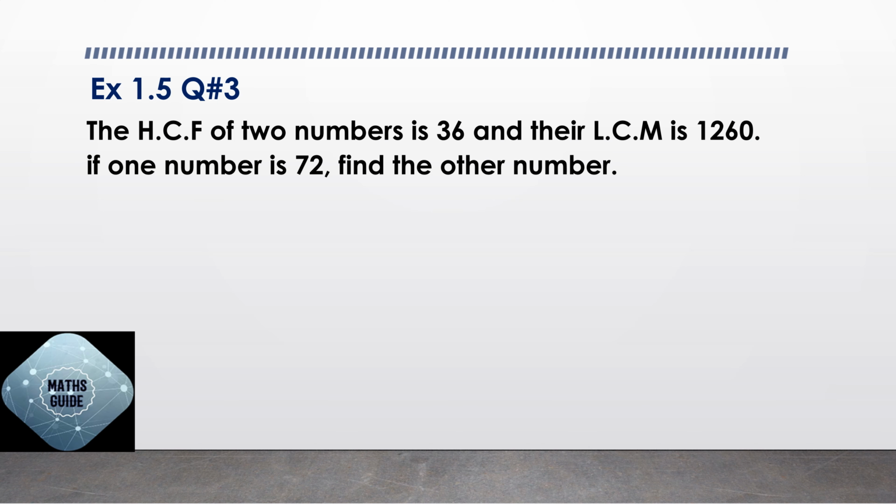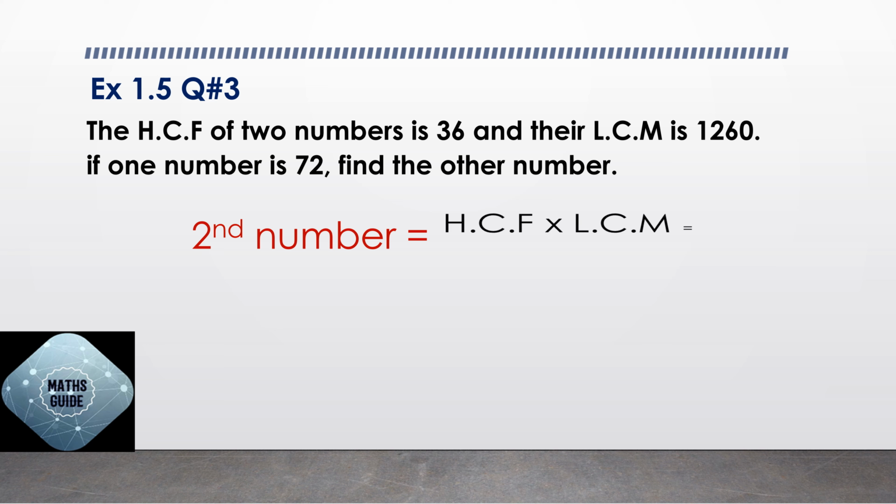This is exercise 1.5 question number 3. The HCF of two numbers is 36 and their LCM is 1260. Here HCF and LCM are already given of two numbers. If one number is 72, we have to find out the other number. So our formula will be: second number is equal to product of HCF and LCM divided by first number.